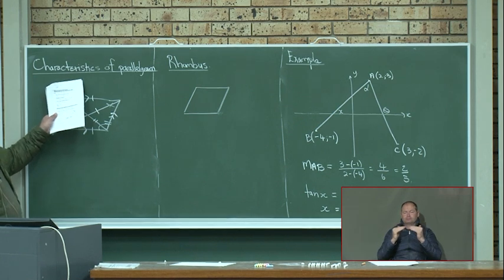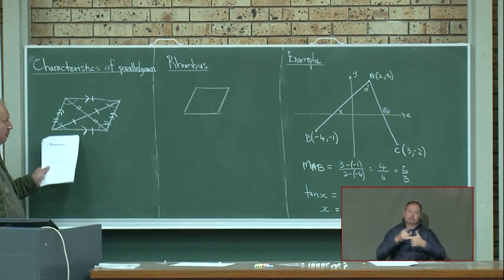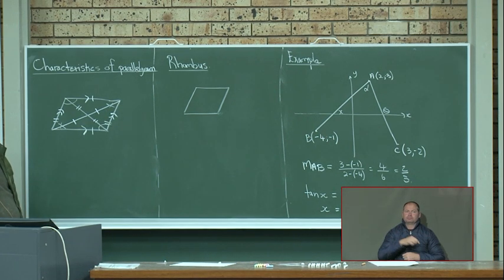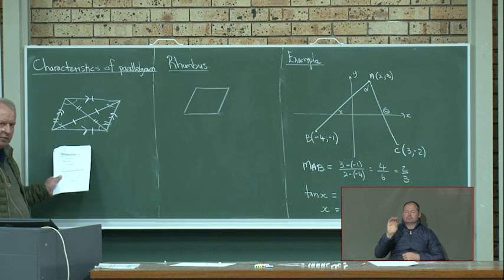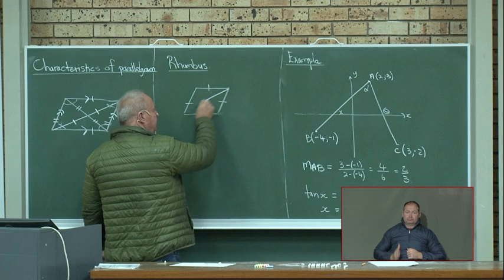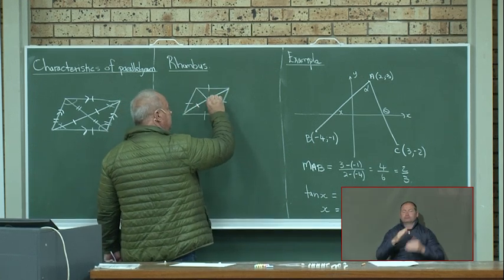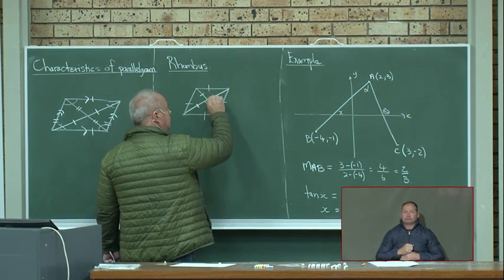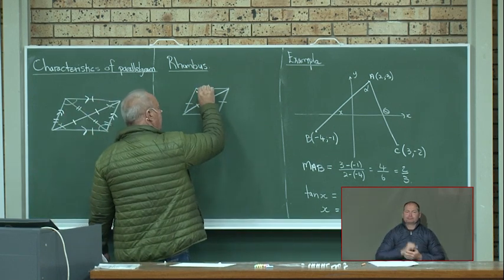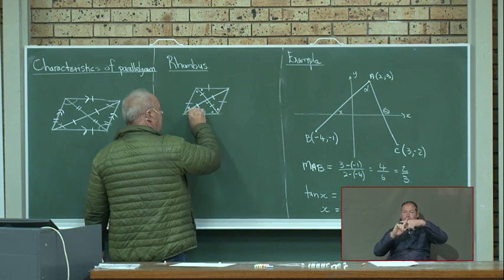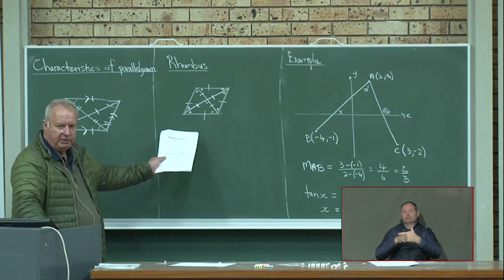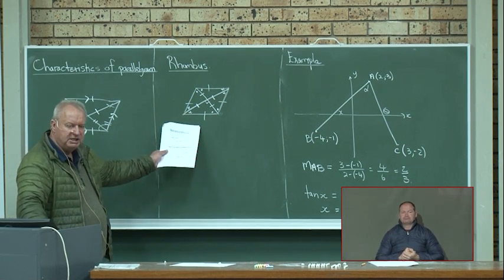If we look at the characteristics of a parallelogram and we compare it to the characteristics of a rhombus, what are the characteristics of a rhombus that make it different from a parallelogram? In a rhombus, all the sides are equal. The diagonals will bisect each other at 90 degrees. And the diagonals bisect the interior angles of the rhombus.